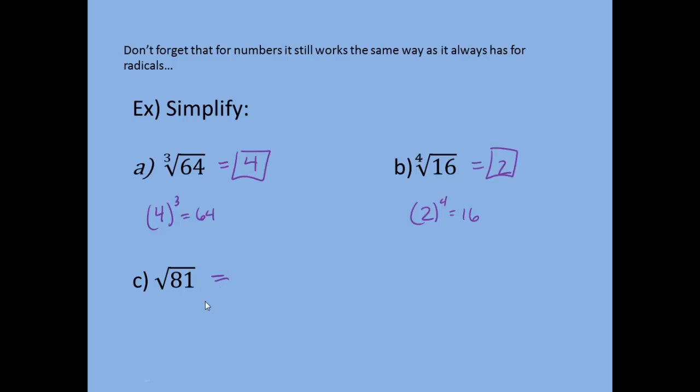And for this last one down here, the square root of 81. Remember, this square root means that we're really saying what number times itself gives you 81. Well, that answer is 9. And that's because 9 squared equals 81. Remember, if you don't see an index on here, you really should think of it as a 2. So don't forget that for numbers you still do the same thing. There is no dividing like we just did for the exponents on variables.